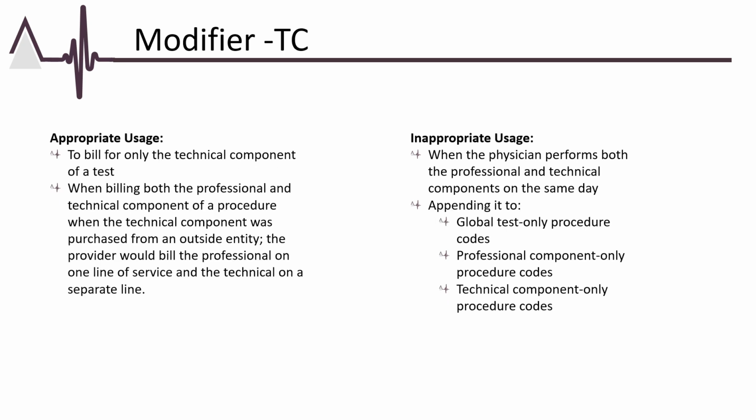The technical component includes the provision of all equipment, supplies, personnel, and costs related to the performance of the procedure. To claim only the technical portion of the service, append modifier TC or technical component to the appropriate CPT code. This should be placed in the first modifier field.